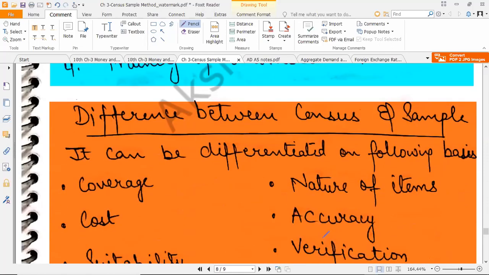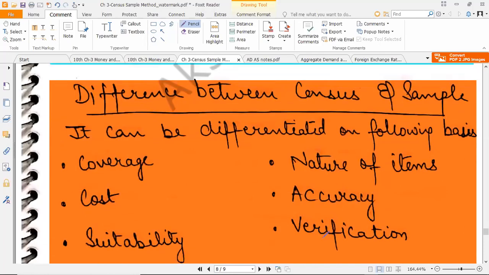Now comes an important topic, the difference between census and sample. The difference can be drawn on the following factors. First is coverage. Census covers a lesser area, whereas sample covers more area. The cost of collection of data in sample is less as compared to the census method. Census method is suitable when the characteristic of the population is heterogeneous, whereas in a homogeneous population, the sample method is more suitable. Then the nature of items: if they are similar, then the sample method is suitable.